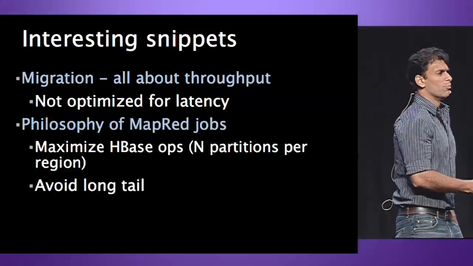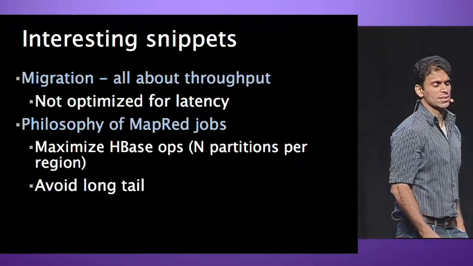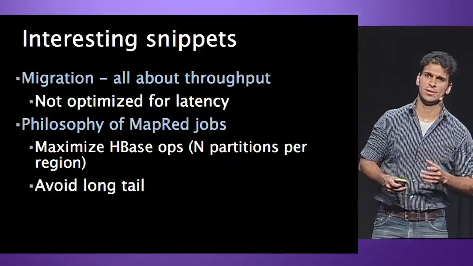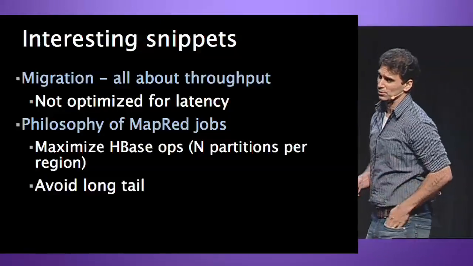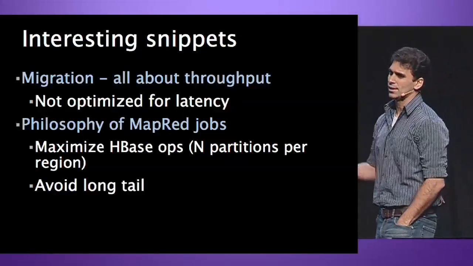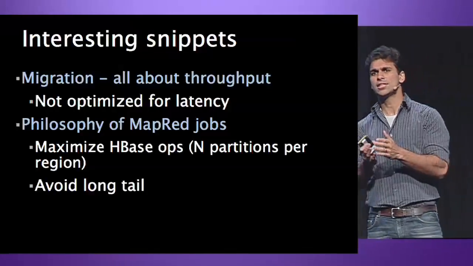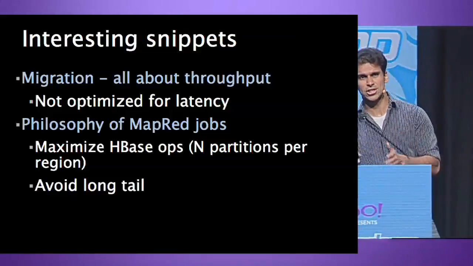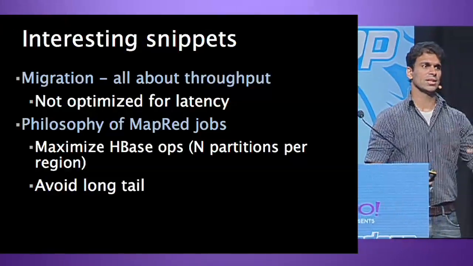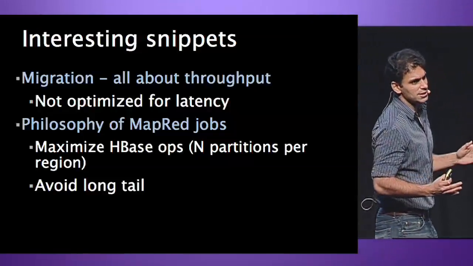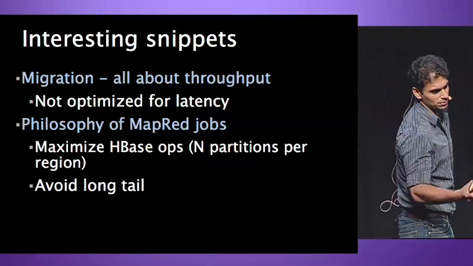So two of the most common and recurring themes in our MapReduce jobs were that we wanted to maximize the number of HBase ops that we did using MapReduce. In order to do this, we used a partitioner, which would take the key space and split it according to the HBase regions. But that was not enough to maximize ops, so we had to actually increase the key space to have n different partitions per region.